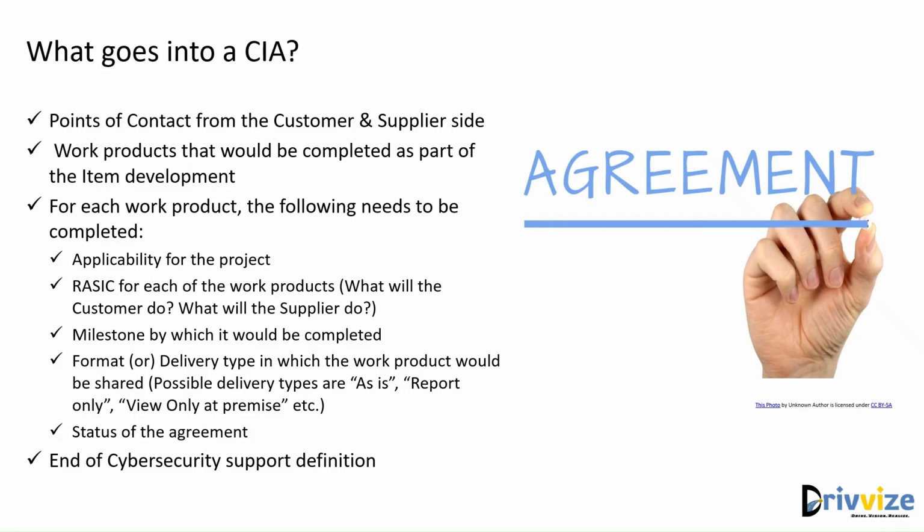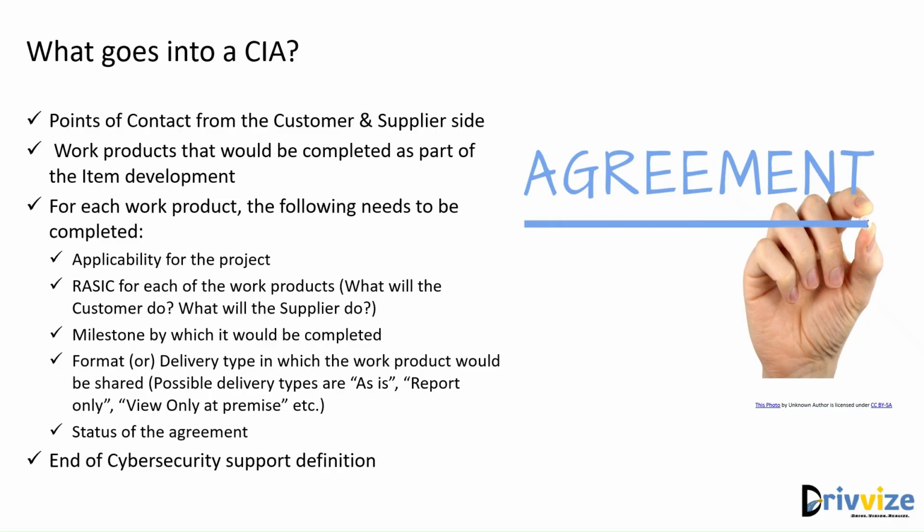Once you have done that, for each work product, you need to decide whether it is applicable or not for the project. Maybe you decide that, okay, I'm not going to do a certain activity. For example, you might say that, hey, I will not do the TARA for this program. And so you can decide whether a particular work product is applicable or not. So that's the first item.